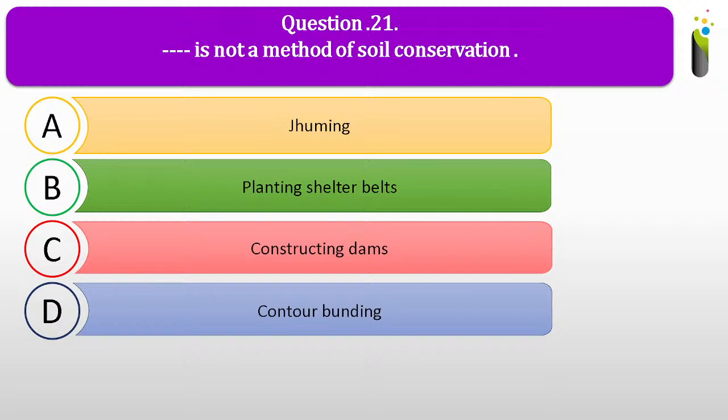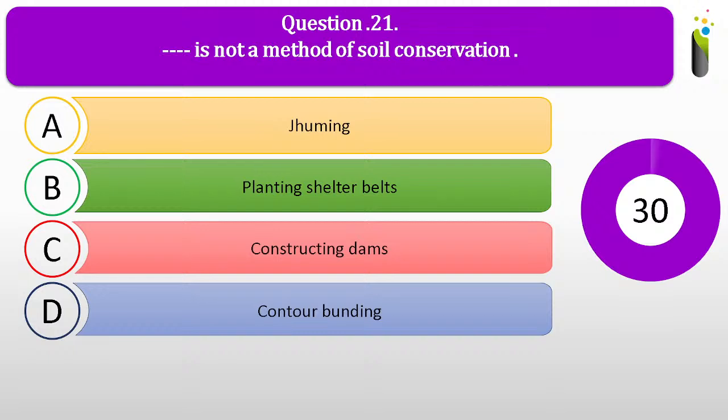This question is repeated. I guess this was there in the first paper that we had solved, or maybe the second paper that we had solved. So you should be able to answer now. And here starts your timer.